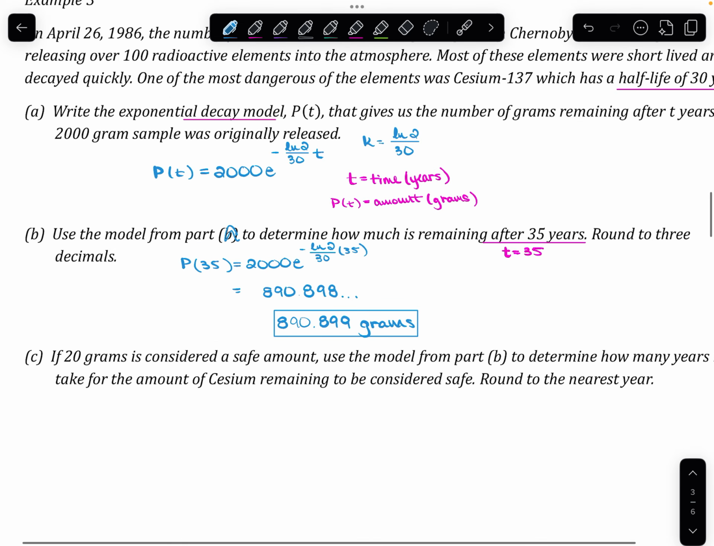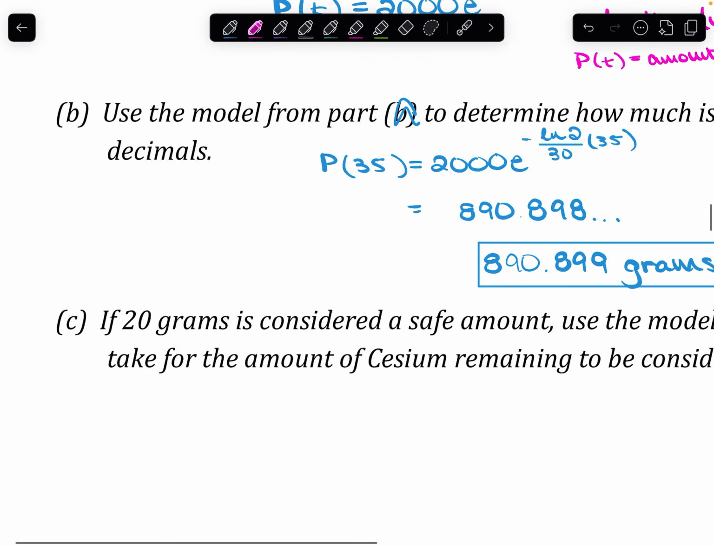Next, if 20 grams is considered a safe amount, use the model from Part A to determine how many years it takes for the amount of cesium remaining to be considered safe. Grams is our P of T unit, so this time we're given P of T is 20, and we are looking for the time.